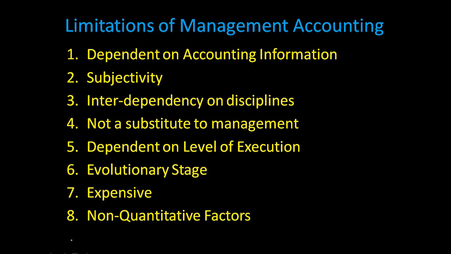Execution. What happens? At the top level, management makes all big decisions. We will do this, we'll do that. And what happens if the people at middle level or lower level management does not implement it? All the efforts and the hard work put by the management at the top level goes in vain. So the success of management accounting depends on the level of execution by people at lower levels.